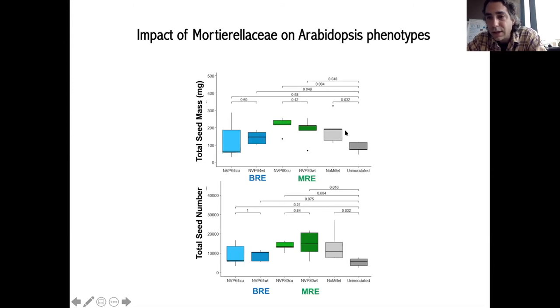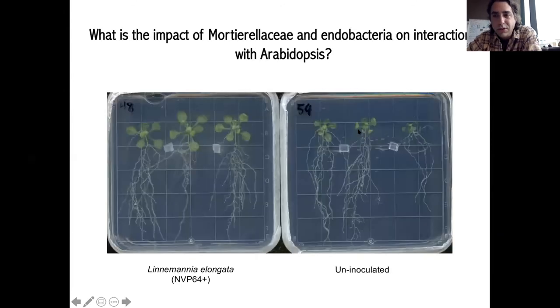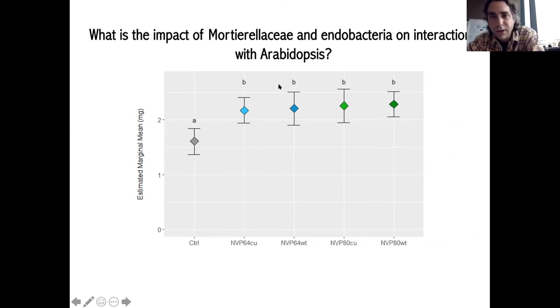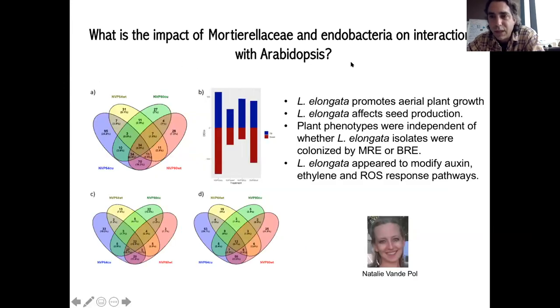We were concerned that millet can be allelopathic. It can also be a nitrogen sink. So she moved to these plate assays. And so there's no millet confounding factor. And what we see is there's a significant impact. So these are colonized, these are not colonized negative control. The aerial biomass is significantly improved. But again, similar to what Davis found, we didn't see any impact of the endobacteria.